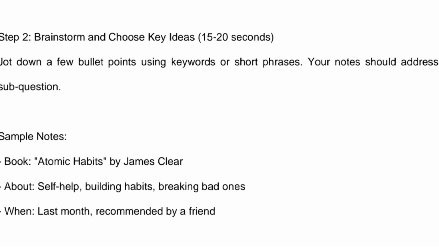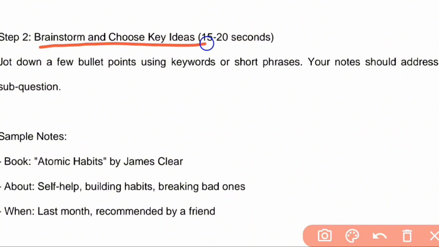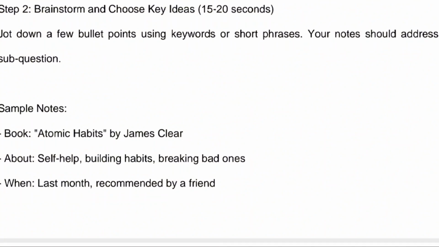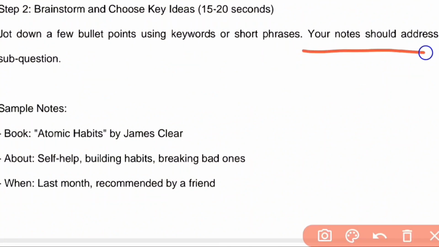Now your second step is you have to brainstorm and choose key ideas, which will take no more than 20 seconds. You have to jot down a few bullet points using keywords or short phrases. Your notes should address each sub-question. This point is very, very important. What is it? Your notes should address each sub-question. That means you should address each bullet point very clearly, logically, and in an organized way.